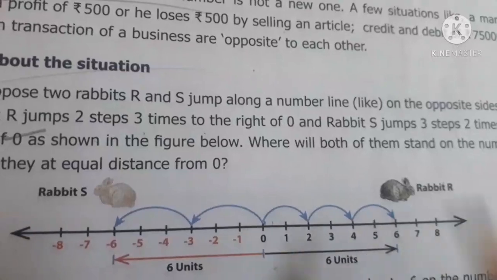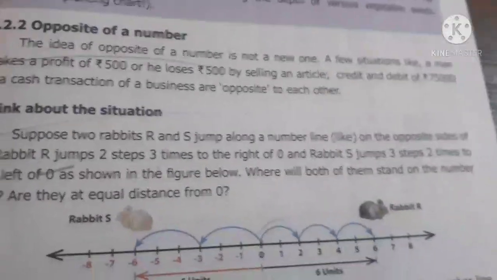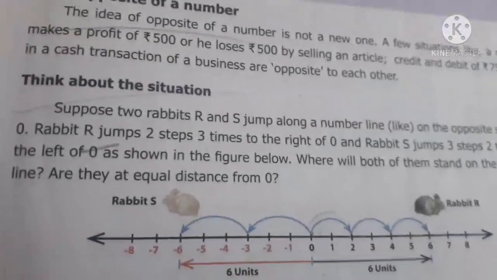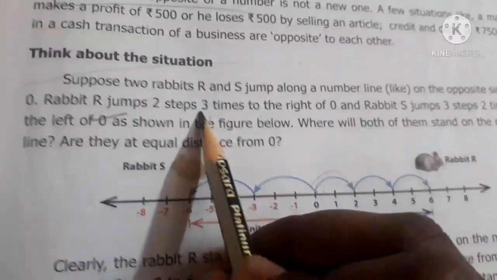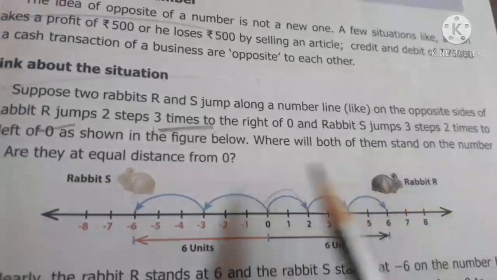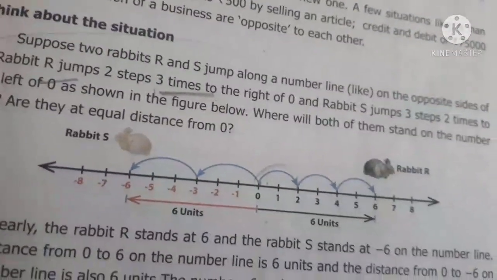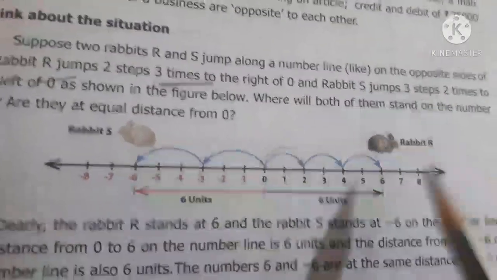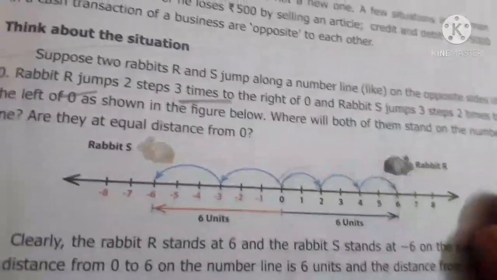From here, the rabbit R jumps 2 steps. Rabbit R jumps a far distance, so it jumps 2 steps at one time. Then 3 times to the right of 0, it is going 3 steps. 2 steps, 3 times. 1 time, 2 time and 3 time it is jumping.